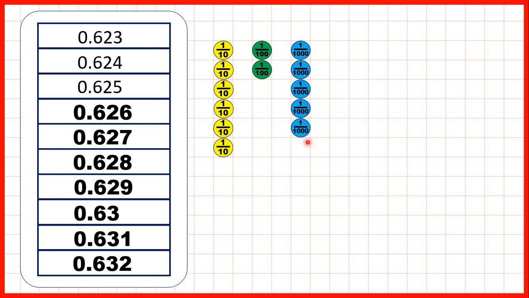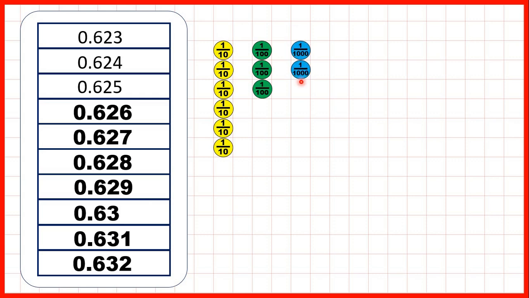So we can keep on counting in thousandths until we have 10/1000ths. But when we get 10/1000ths, we can exchange those for 1/100th because 1/100th is the same size as 10/1000ths. But now you can see that we have 6/10ths, 3/100ths and no thousandths. So rather than writing 0.630, we don't need to write the 0 in our thousandths because 0.63 also tells us that we only have 6/10ths and 3/100ths with no extra thousandths.